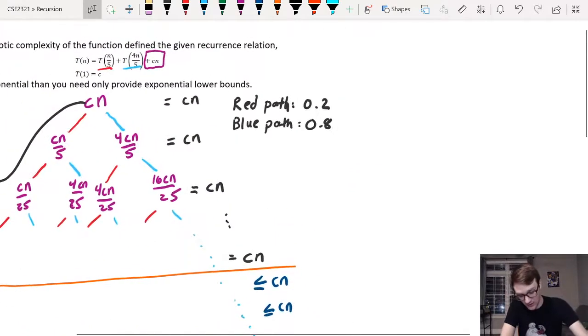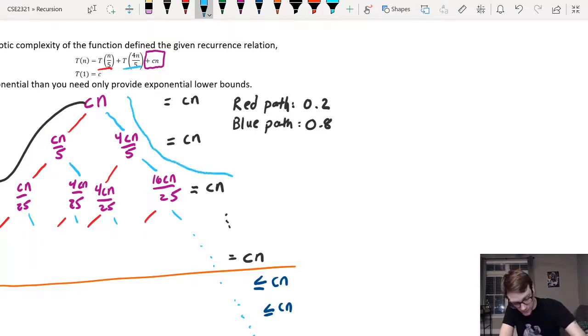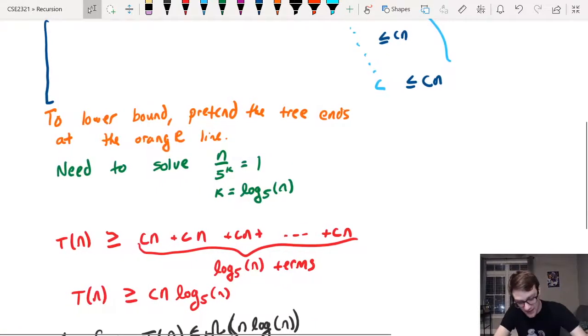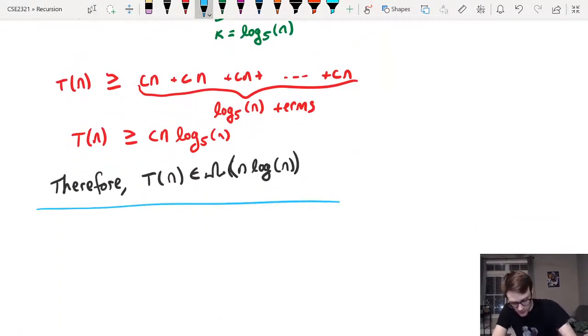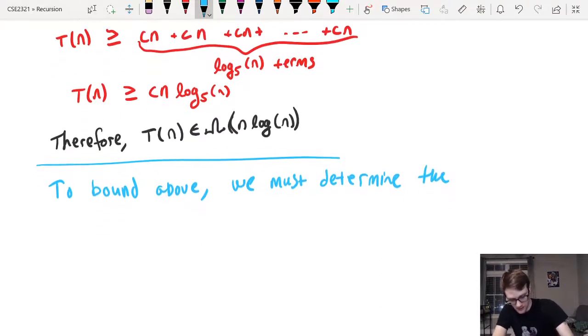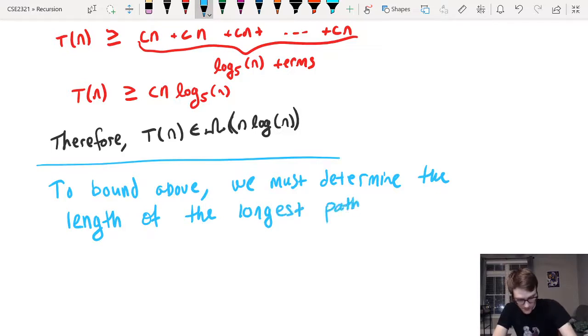If we're going to add up all of those Cn's as an upper bound, we need to know the height of that. So let's zoom out here a little bit. We need to know the height of that branch that takes the longest to terminate, which is actually the height of the tree. So to bound above, we must determine the length of the longest path in the tree, which gives us the height. To solve that, we need to find out how many times we have to multiply by 4/5 to terminate.